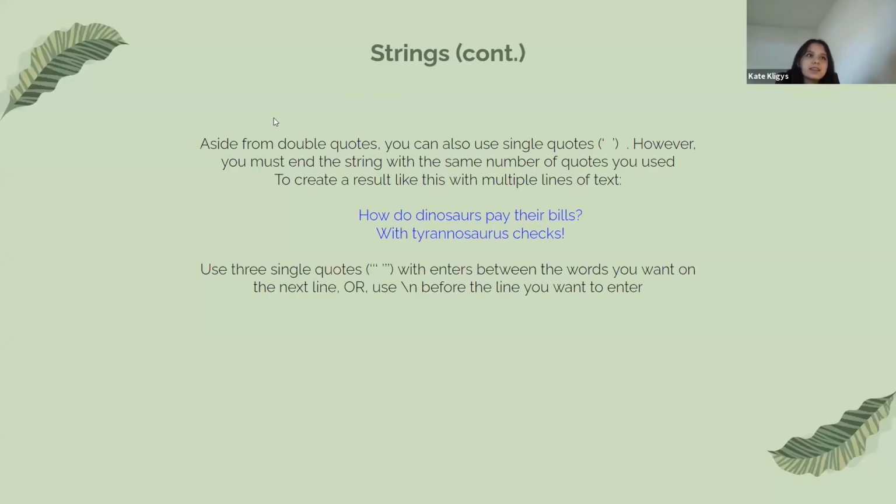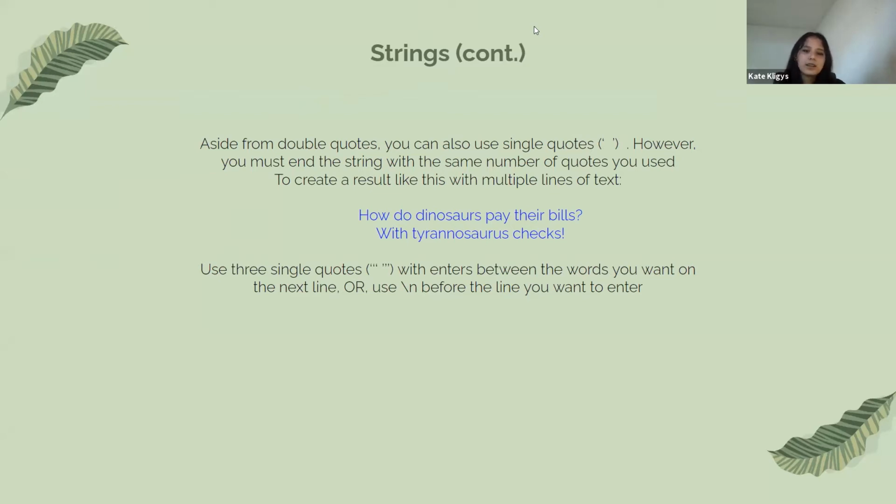So continuing, aside from double quotes, you can also use single quotes, which is this over here. However, you must end the string with the same type of quotes you used to create it. For a result with multiple lines of text, like how do dinosaurs pay their bills, with Tyrannosaurus checks, use 3 single quotes with enters between the words you want on the next line, or you can use this \n before the line that you want to enter.